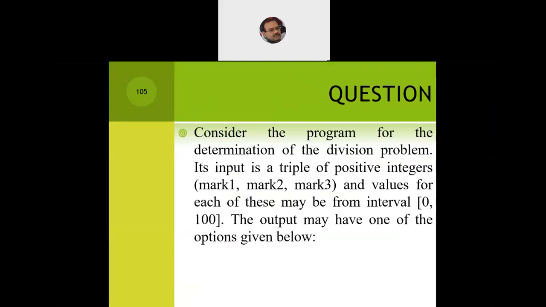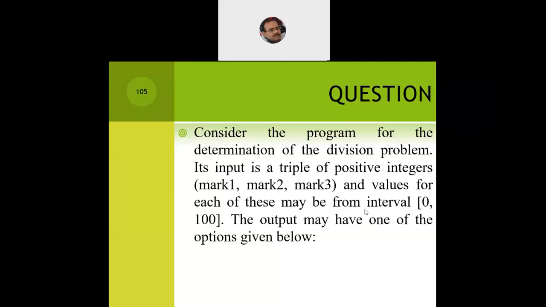Now let's do a sample exercise and do all the steps one by one. Consider a program graph for the determination of the division problem. Its input is a triple of positive integers marks1, marks2, marks3, and the values for each of these may be from the interval 0 to 100. So the marks are going to be input for three subjects for a student, and the teacher is going to fill these marks, marks1, marks2, and marks3. Again, the range will be from 0 to 100, and the output may have one of the options given below.